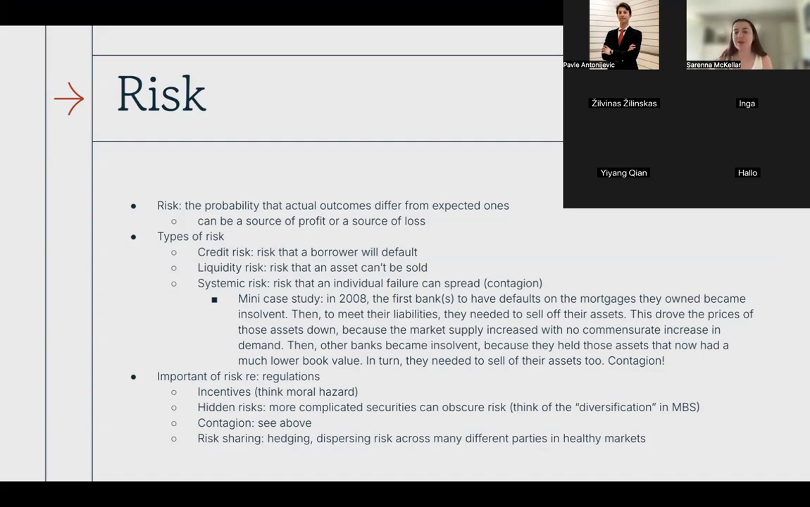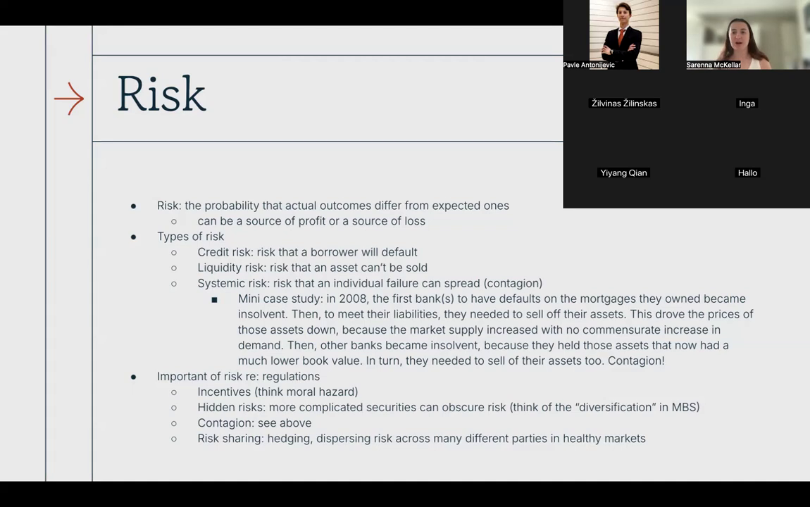A little case study here. In 2008, the first few banks to have defaults on the mortgages they owned became insolvent. So they owed more money than they actually had. And then, in order to meet those liabilities, they needed to sell off their assets. So, in order to pay out their debts, they needed to sell the things that they held on their balance sheets. This flooded the market with a bunch of different types of securities, which drove the prices on those securities down. And then, because market supply increased, but there was no commensurate increase in demand, other banks that had those same assets on their balance sheets were like, oh no, this thing that we used to have that was worth $100 now has a market value of only $70. So we are now insolvent too because our balance sheet has gone way down in value. And then we need to sell off our assets too to meet our liabilities. And that is how contagion works, basically.